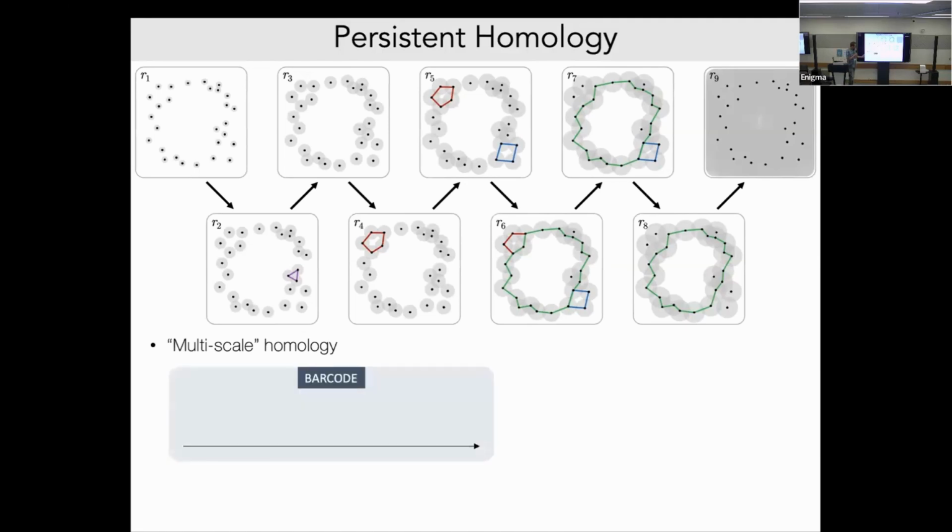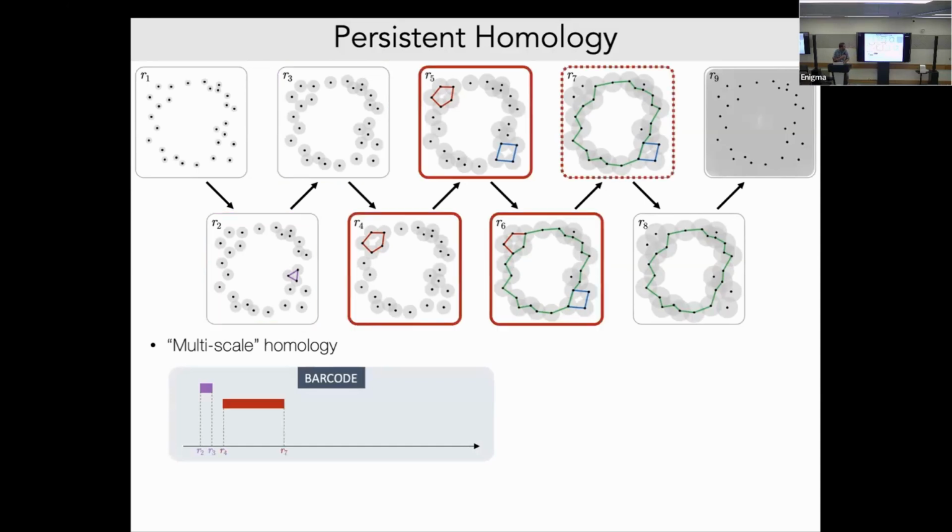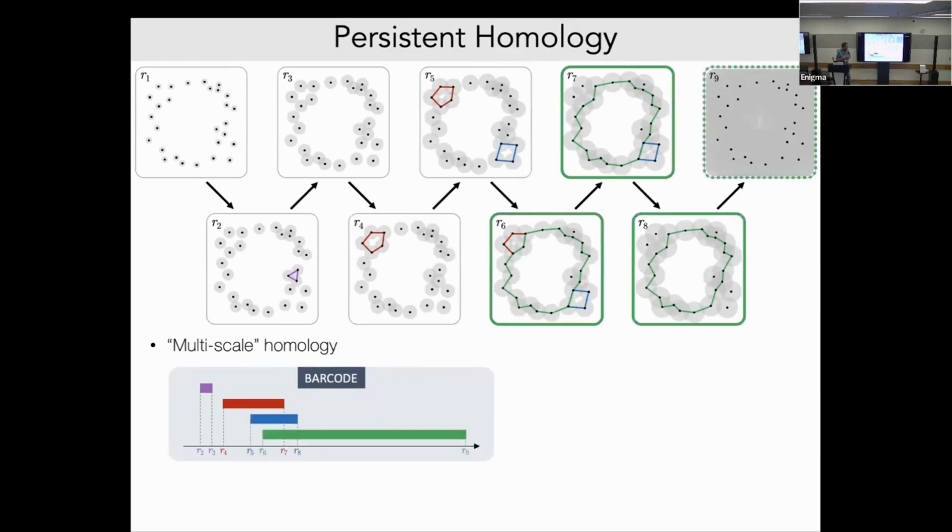And then it's often summarized by a barcode. The barcode represents the features or the holes that you observed in the data, along with the time at which each of them appeared and disappeared. So in this example, there's this small purple hole that appeared at R2, but got filled in and disappeared. It will be represented with a small bar here. There's another cycle that appeared at R4, survived a little bit longer, but then again got filled in. So that's another bar in the barcode. And so on. And finally, there's one bar that is substantially longer, the green one that appears later, but also died much later. And that's what we get.